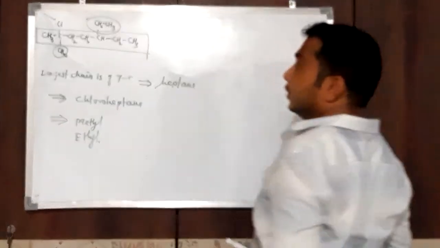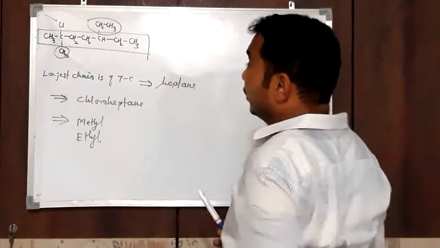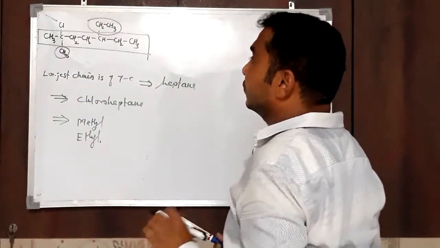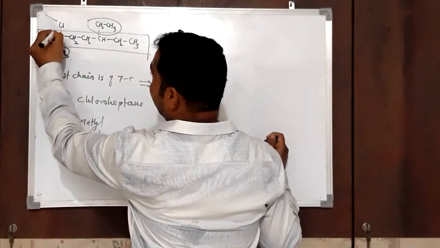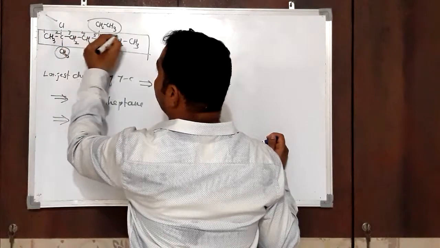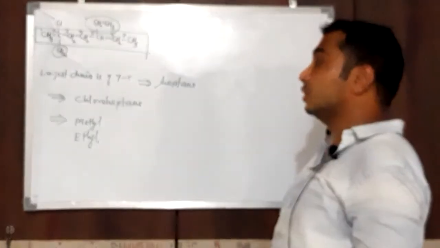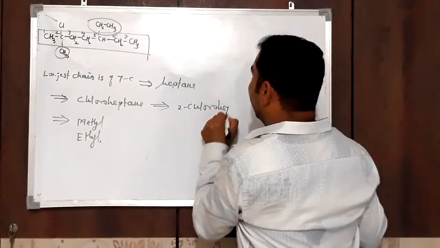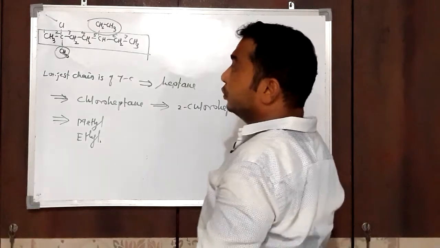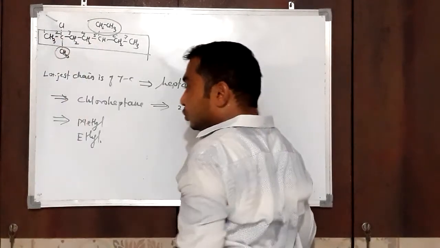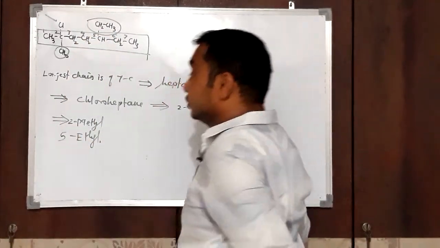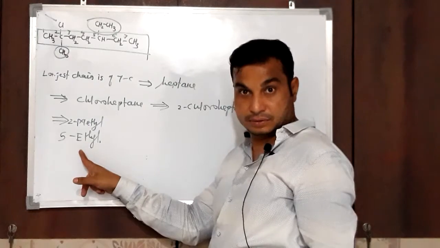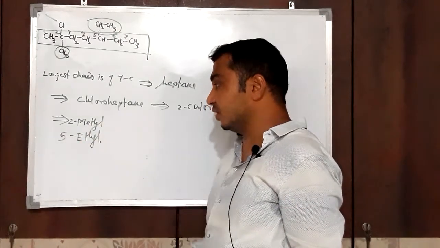Okay, now give numbering. We have to give numbers to the carbon chain in such a way that the carbon bearing the halogen atom gets the lowest possible number. So from this side, 1, 2, 3, 4, 5, 6, 7. So chlorine is attached to carbon number 2. So 2-chloroheptane, right? And then the substituents present. Methyl group attached to carbon number 2, so 2-methyl, and ethyl group attached to carbon number 5. Okay, so alphabetically E comes first. E of ethyl group, E comes first, then M.